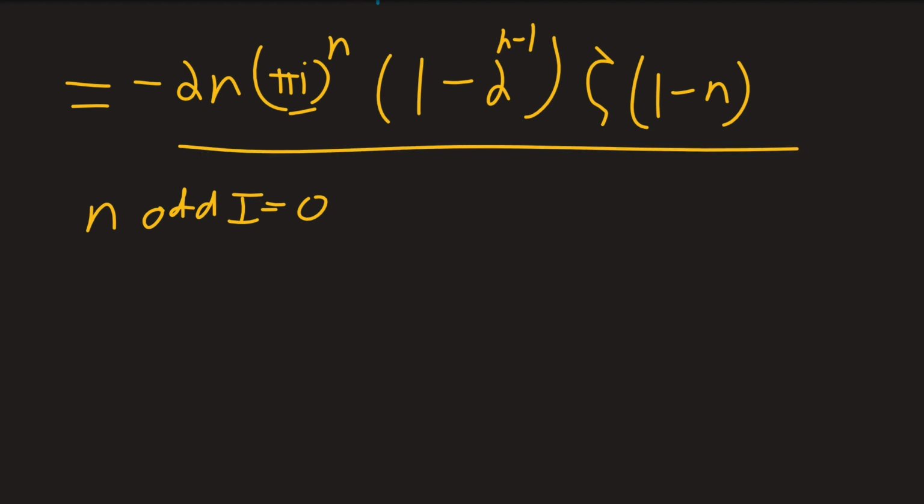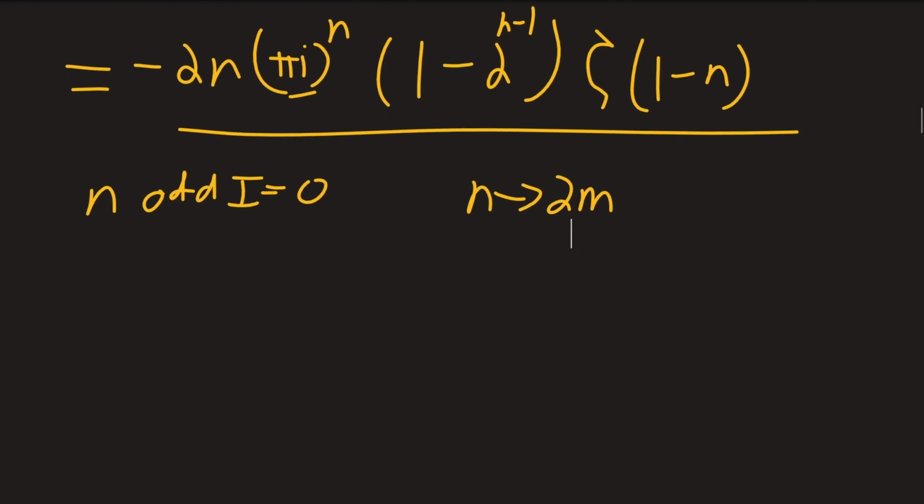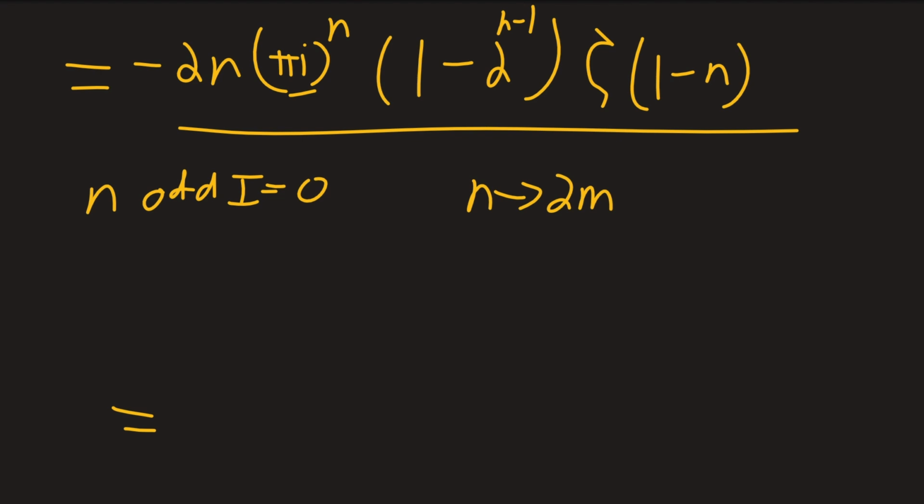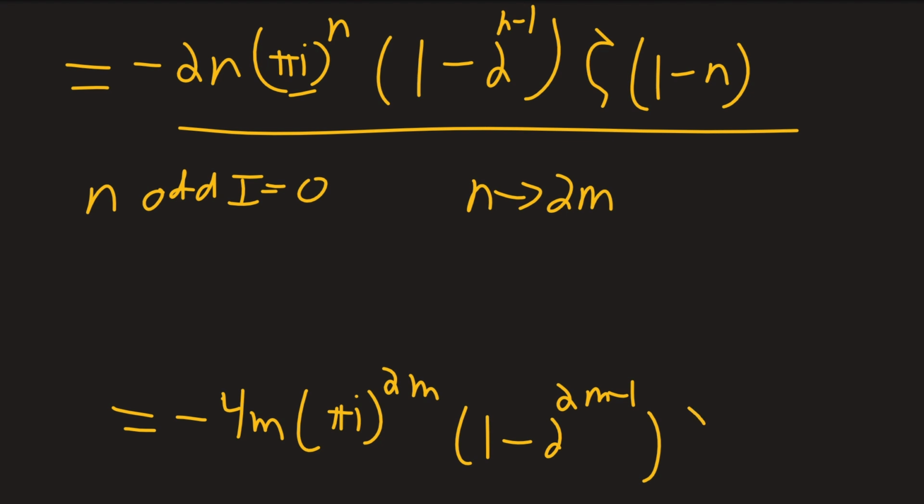So basically what we're going to do is take this little formula here and only apply it for even numbers. So we're just going to say that n is going to become 2n. And for this, so I'm not saying n so many times, I'm going to say m. So, n equals 2m. So what we have here is this is just equal to negative 4m times pi i to the 2m times 1 minus 2 to the 2m minus 1 times zeta of 1 minus 2m.